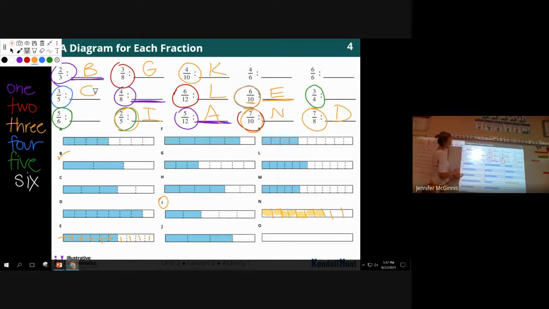C. That's all you have. Table 5. 5/6. 1, 2, 3, 4, 5. That's right. Table 1. 4/8. I got this 4/8 here. That's H. 1, 2, 3, 4, 5, 6. 1, 2, 3, 4, 5, 6, 7, 8, 9, 10.